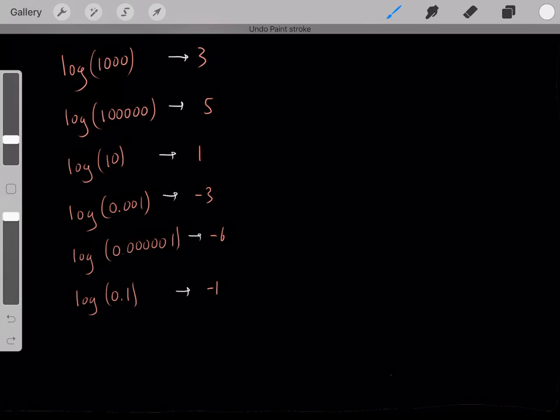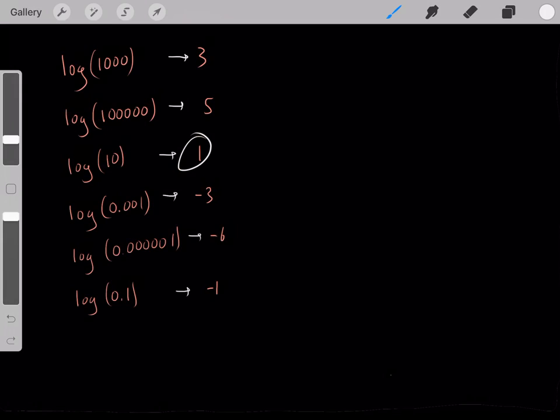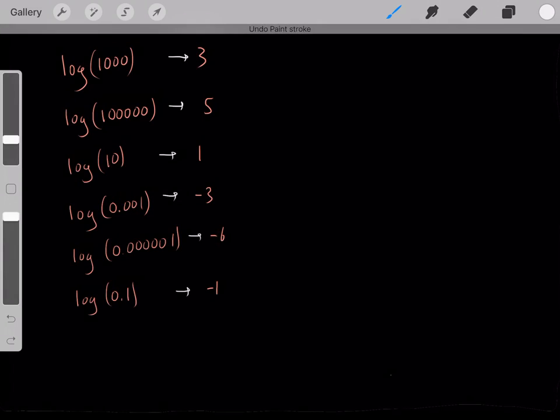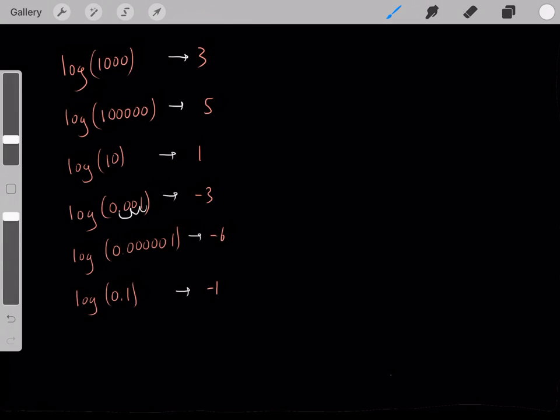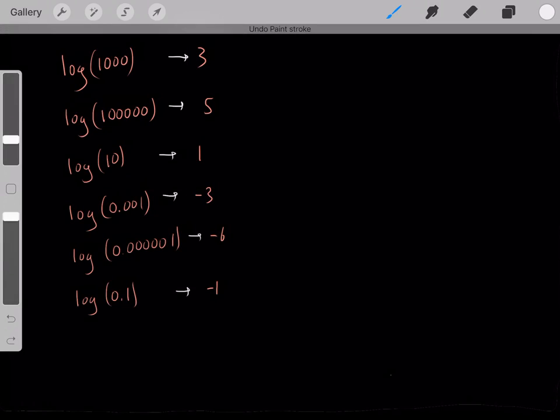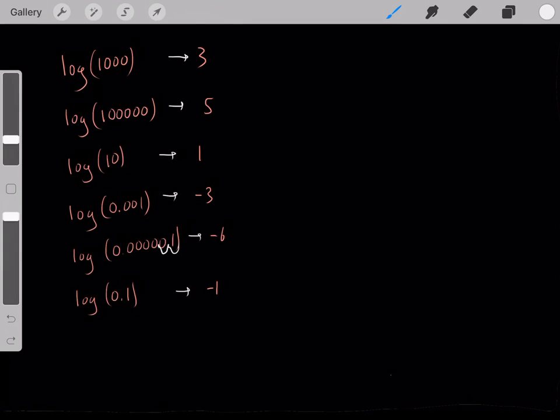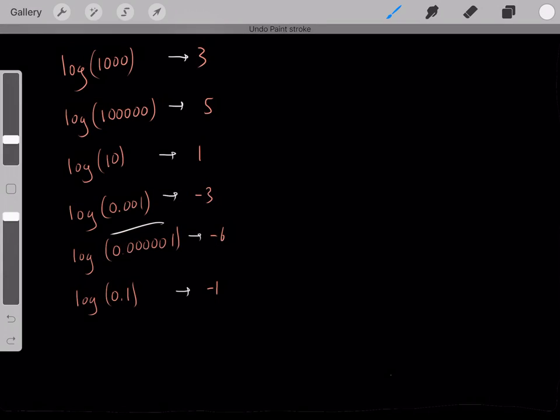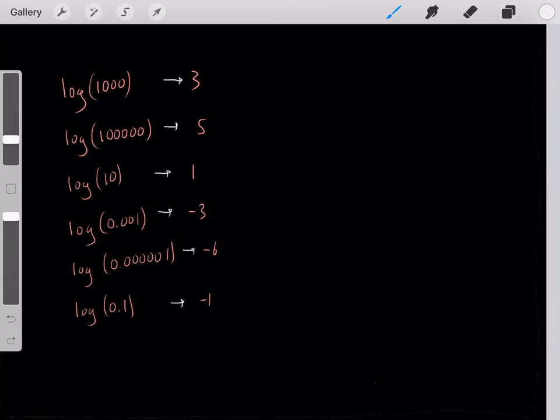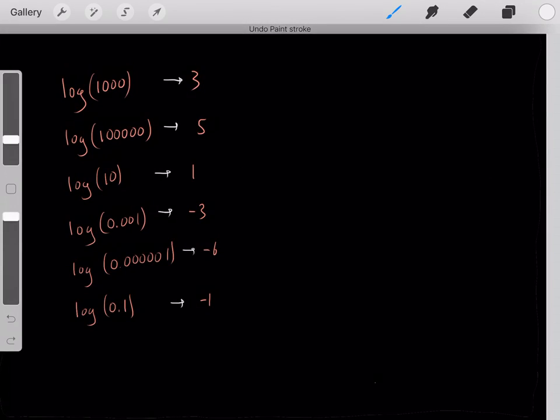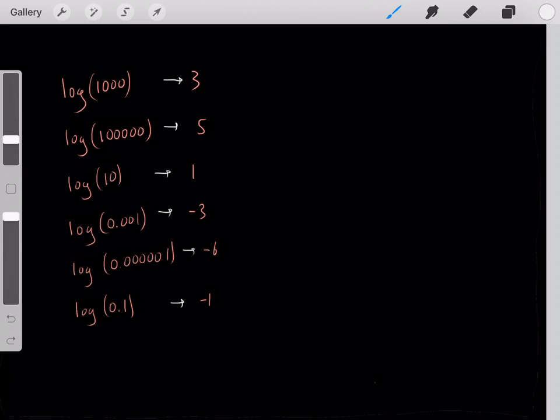So again, log of 10. This is just saying how many magnitudes. There's 1 magnitude, so pretty straightforward. Then again, when you have a value that's less than 1, this would be how many magnitudes? 1, 2, 3 magnitudes to the left, making this smaller. So this would be -3. What about this one? This is 1, 2, 3, 4, 5, 6 magnitudes to the left. So this would be -6. And the way I like to do it is I like to think of a number line, focusing on 1 and thinking how many places you are moving.